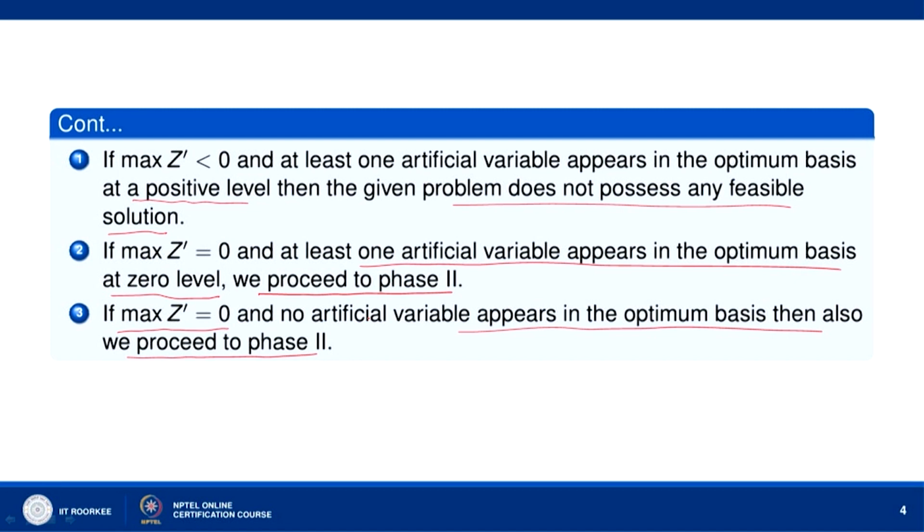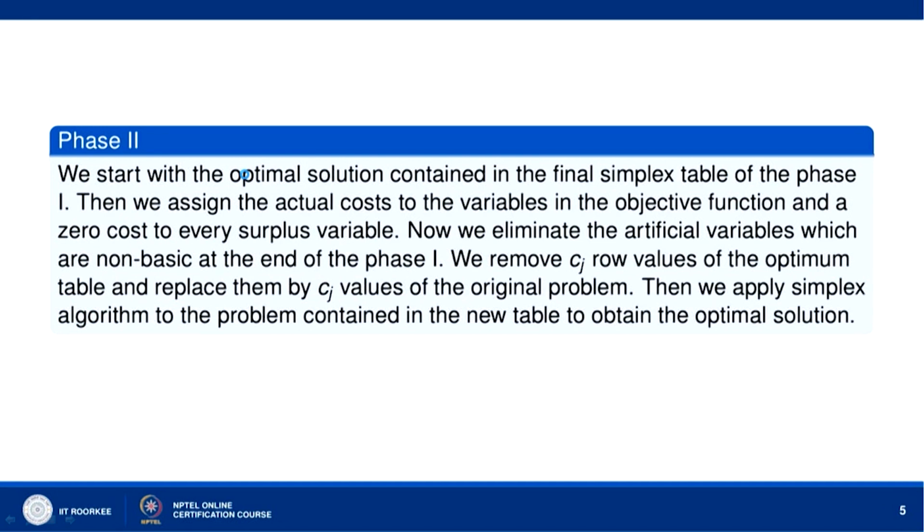But when maximum of z star is less than 0 and at least one artificial variable appears in the optimum basis at a positive level, then the problem does not possess any feasible solution. So now let us go to phase 2.